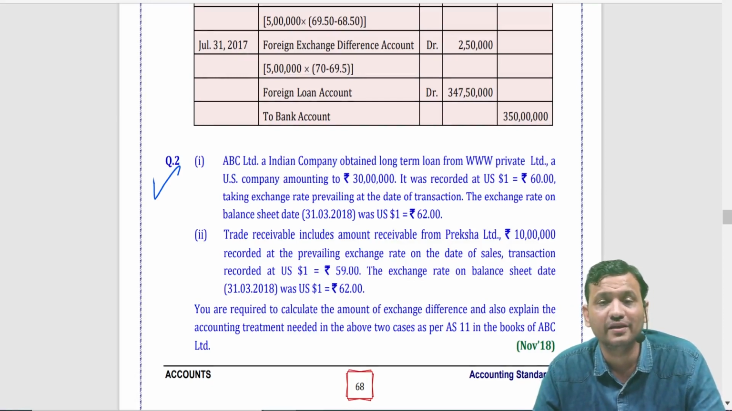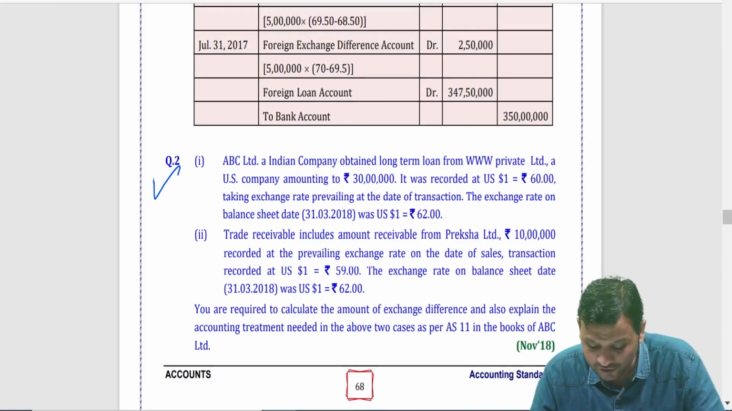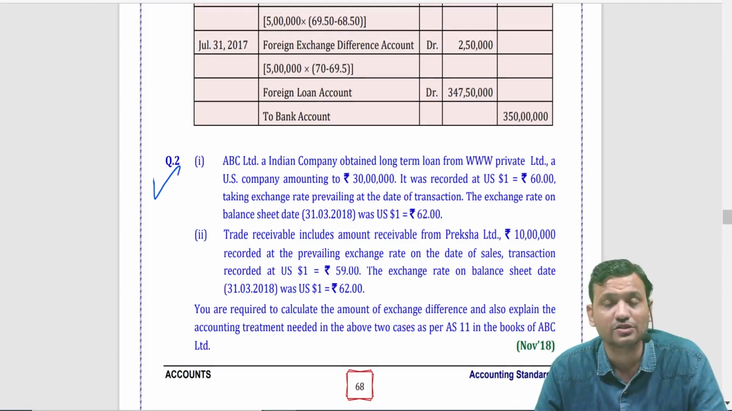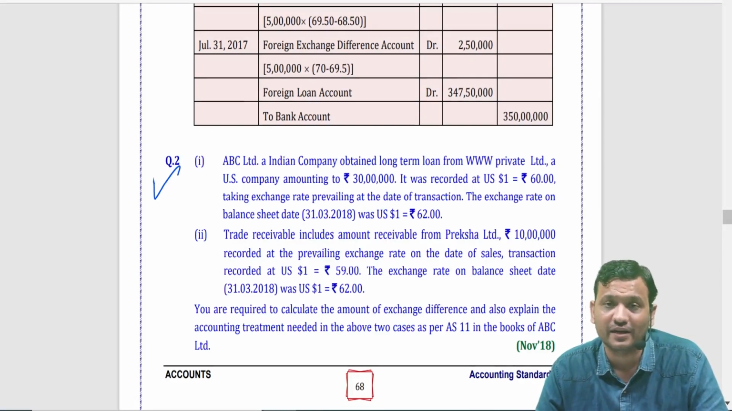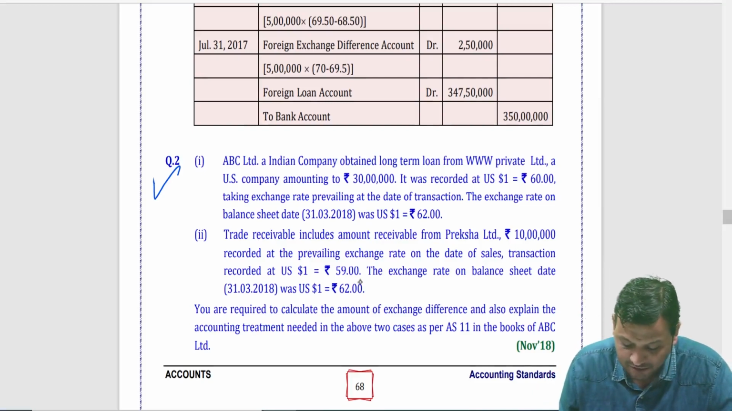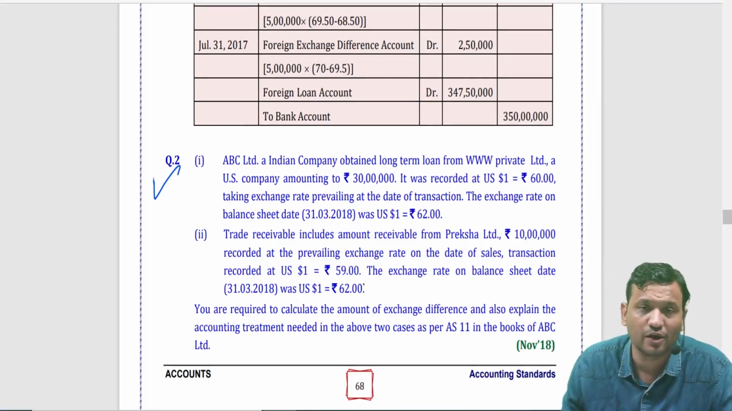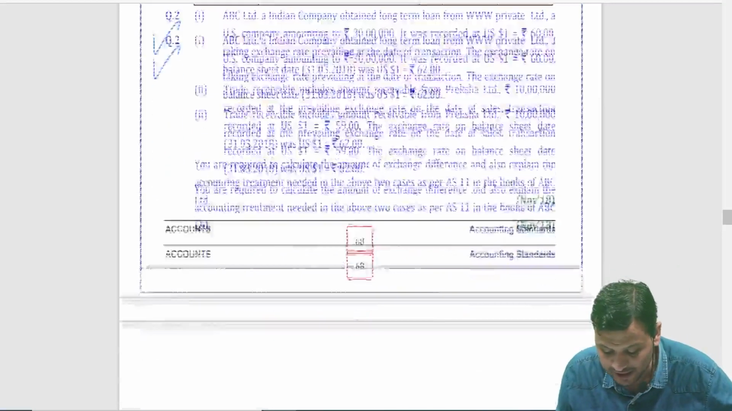This loss will be capitalized if it is taken for a fixed asset. But here the loan is not taken for a fixed asset. So this loss will be transferred to the FCMITD account. Alternatively, I can say it will also be transferred to P&L if you are not adopting para 46. And the same thing applies to trade receivables, my dear students. The same question we did now in the homework section. See, it has been asked in November 18.